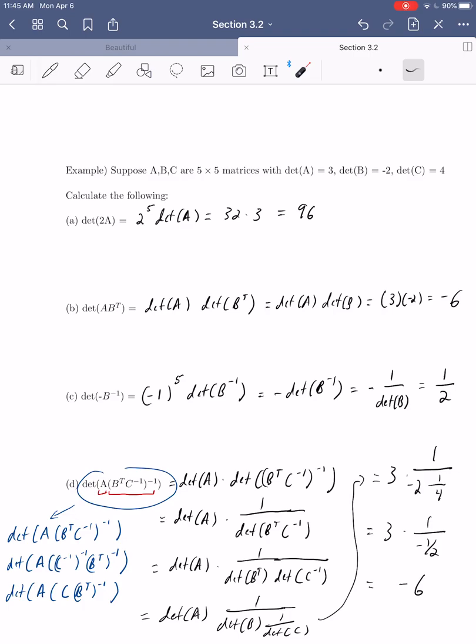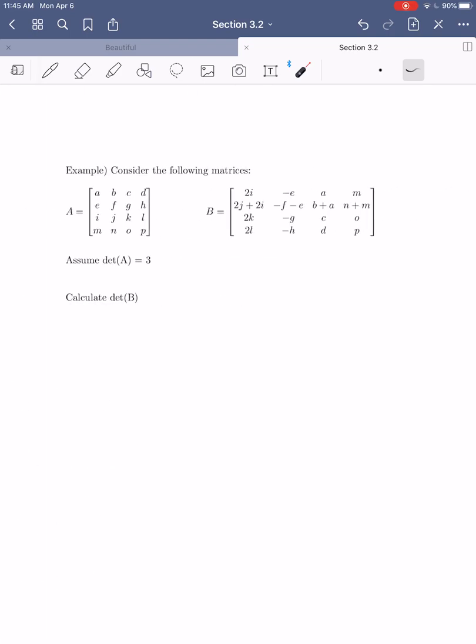Let's take a look at one more example, sort of similar to that, and try to give us some practice using these properties. For this one, we're going to consider this matrix A here. This matrix just has these unknown elements A, B, C, D, E, F, G, H, I, J, K, L, M, N, O, P. And then we've got this matrix B here, which looks sort of crazy.